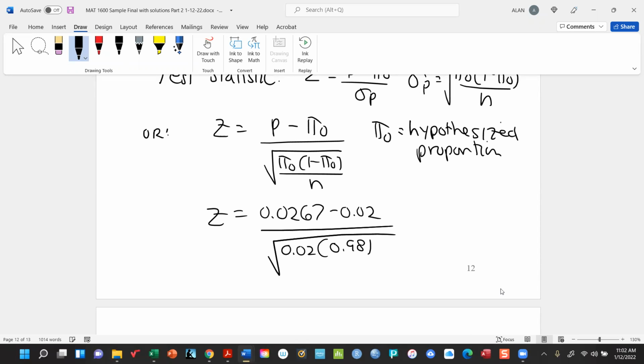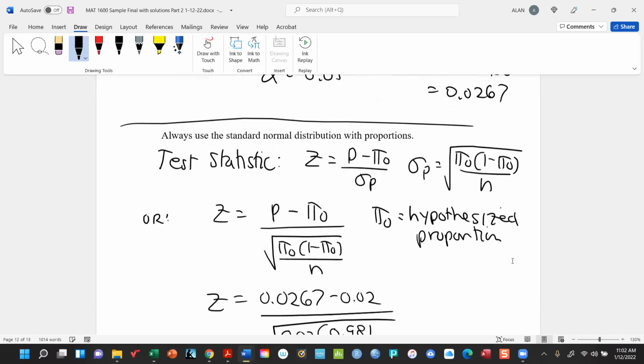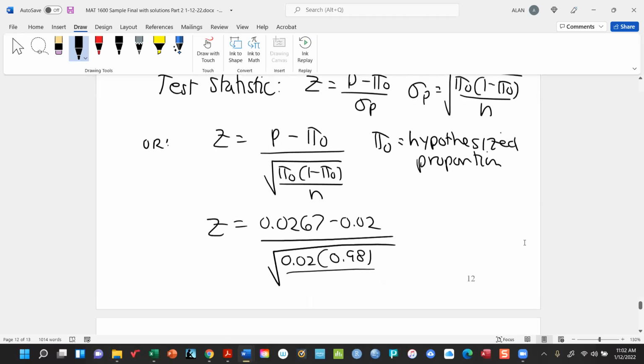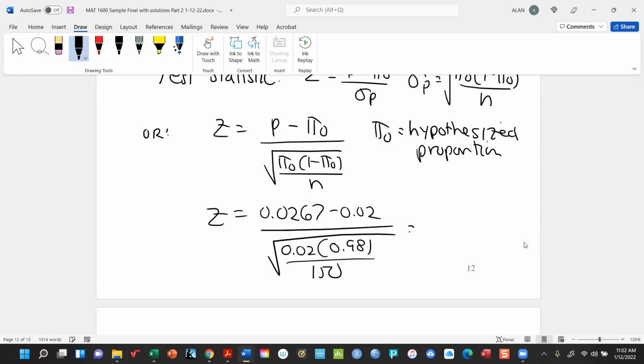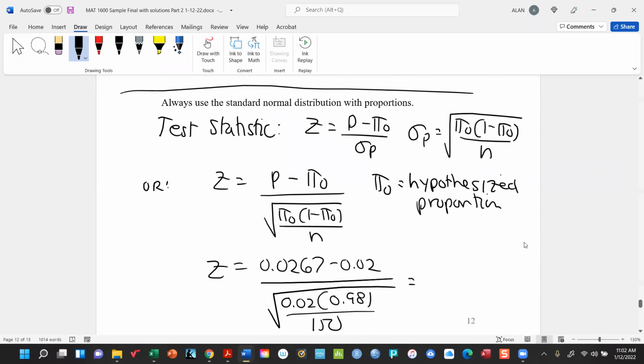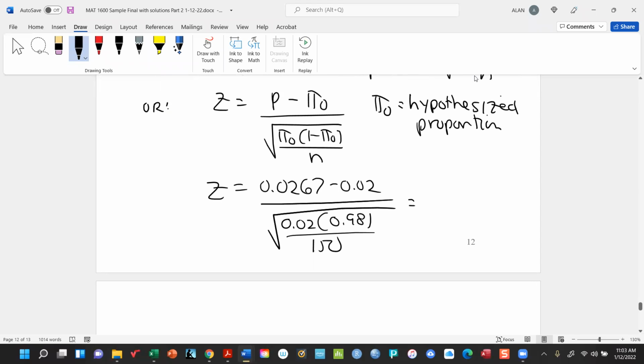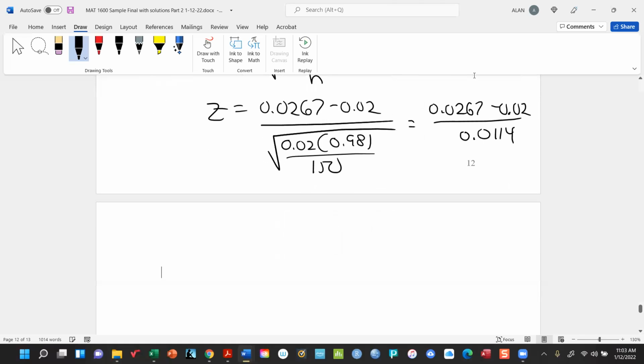So you've got pi 0, 1 minus pi 0, and the sample size was 150. Okay. So when all the dust settles, and by the way, I have separately calculated these two. This one turned out to be approximately 0.0114. And then when you go through all the steps, Z is approximately equal to 0.588.